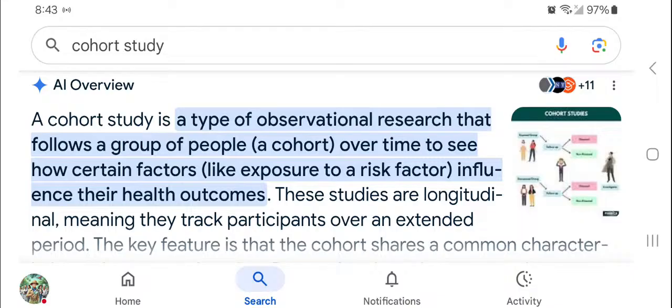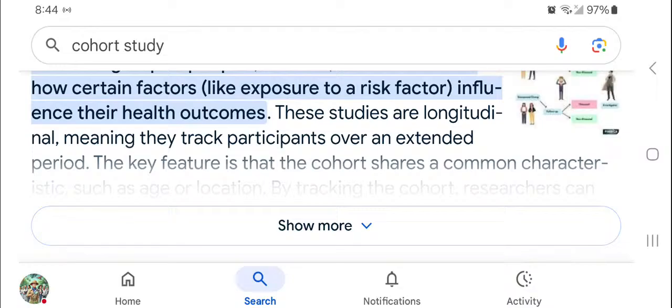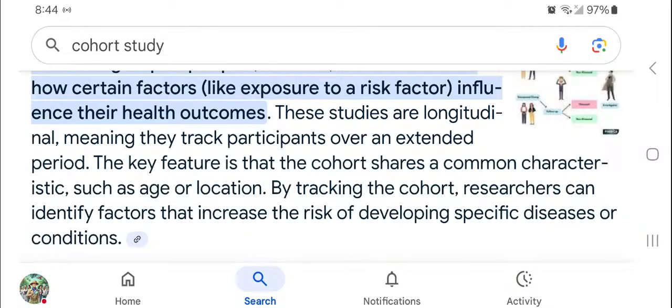So a cohort study is a type of observational research that follows a group of people, or cohort, over time to see how certain factors, like exposure to a risk factor, influence their health outcomes. These studies are longitudinal, meaning they track participants over an extended period. The key feature is that the cohort shares a common characteristic such as age or location.